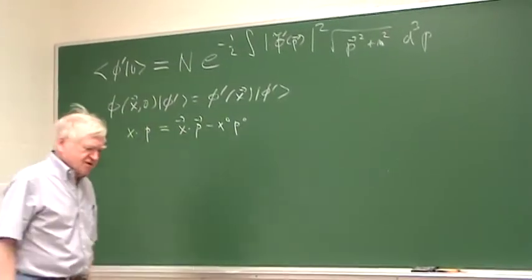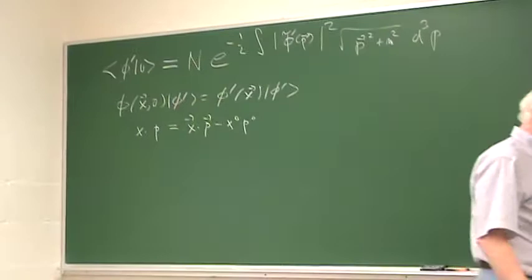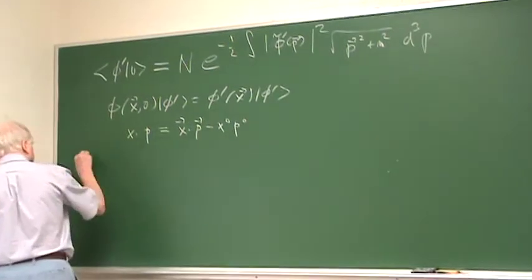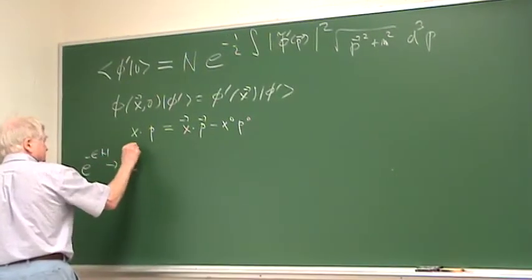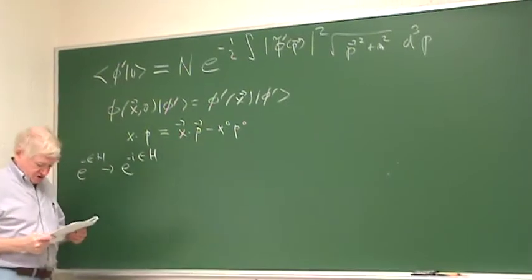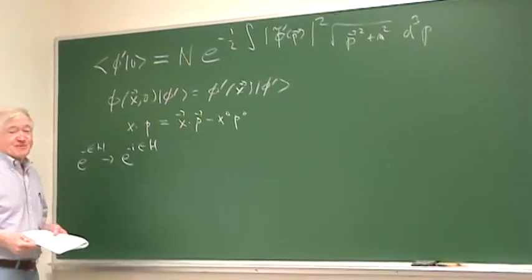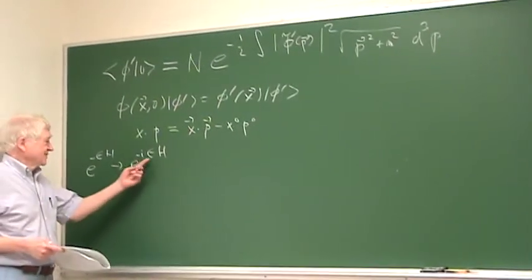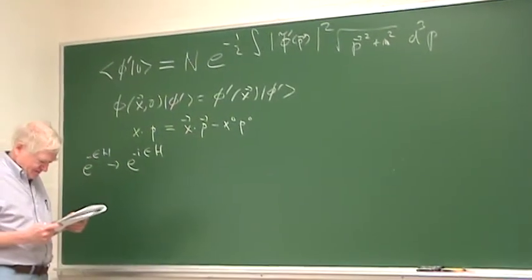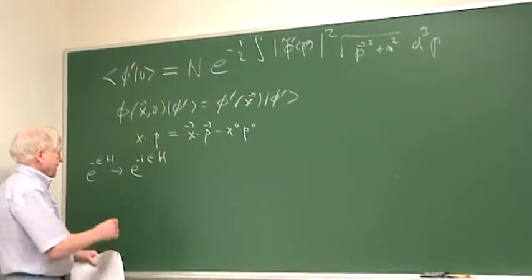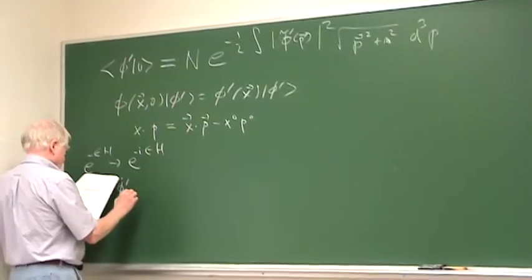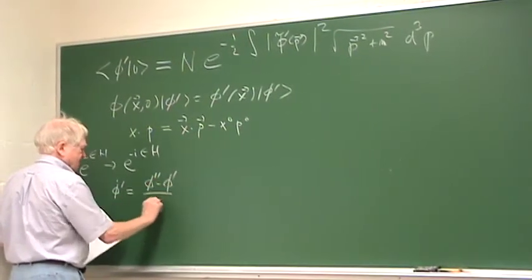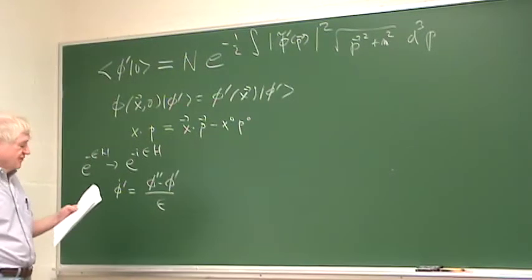All right, so basically what we're going to do is we're going to do the path integrals the same way we did them in the Euclidean space, but instead of e to the minus epsilon H, we're going to have e to the minus i epsilon H. So that's the change. We can call this imaginary temperature if you want. But people instead say this is real time and this is imaginary time. And I'm going to say that phi prime dot is going to be phi double prime minus phi prime over epsilon. I'm going to do that as I did before.